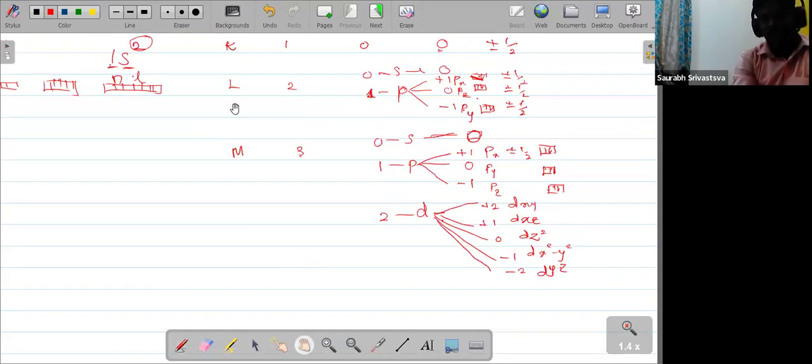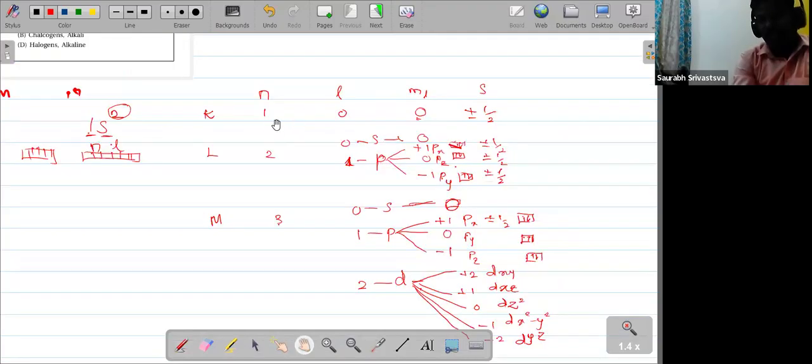Here in the first case, only the K shell will be there. n value 1, l value 0, m value 0, then s value plus or minus 1/2. So the 1s orbital. Next, for the second shell, 2 subshells will be there, the s subshell and another one, the p subshell. Next, the M shell: 3 subshells will be there. One is the s subshell, l value equal to 0; the p subshell, l value equal to 1; and the d subshell, l value equal to 2.